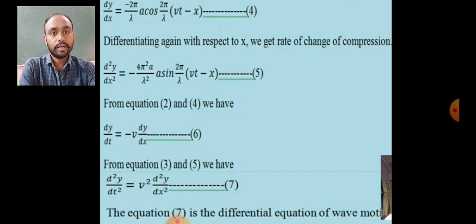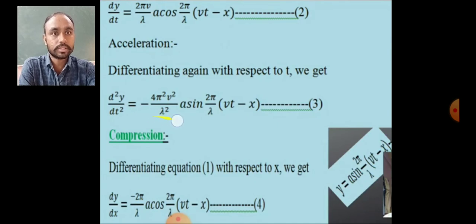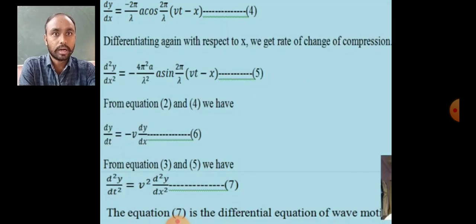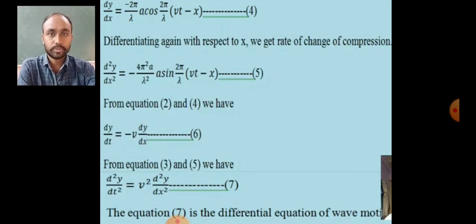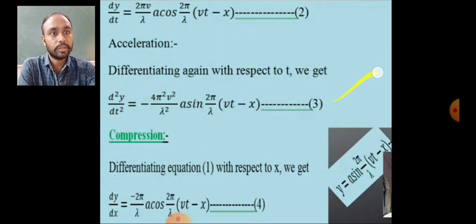dy by dt is equal to minus v dy by dx, that is equation number 6. Now, similarly from equations 3 and 5, let us go to equation 3. Yes, this is equation 3, d2y by dt square, that is acceleration. And what is equation 5? That is rate of change of compression. Again here we can say putting equation 5 in equation 3.